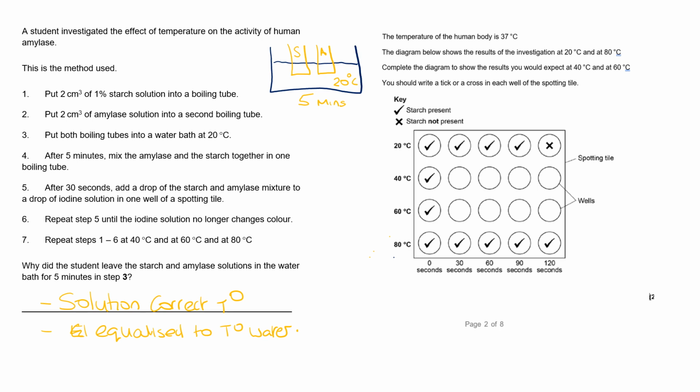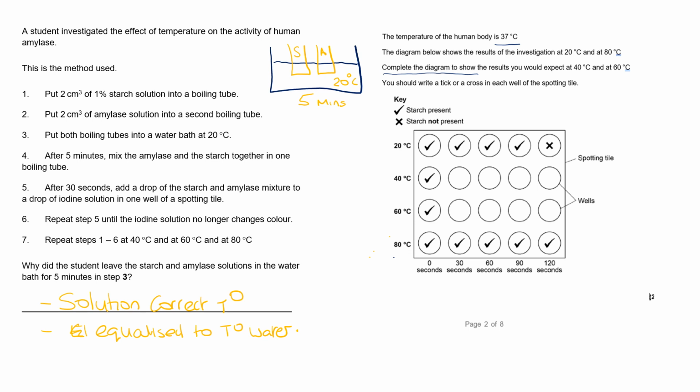The question then goes on to look at the results. The temperature of the human body is 37 degrees, so that's a little hint towards what the best temperature for the enzyme to work at is. And it tells you that the results below show you the investigation at 20, 40, 60 and 80 degrees. And it asks you to complete the diagram to show the results you would expect at 40 and 60. And this is where it relies on your knowledge of the lock and key theory, and that extreme temperatures can denature the enzyme, and equally that at low temperatures, because the enzymes are not moving around much, then there's no contact, and therefore, again, there would be no reaction.